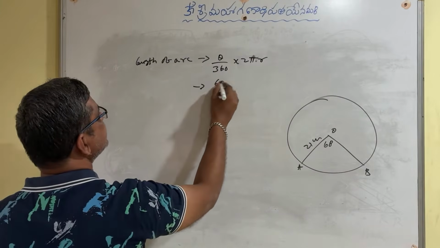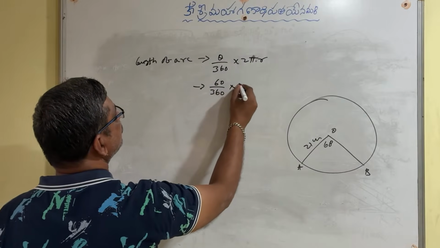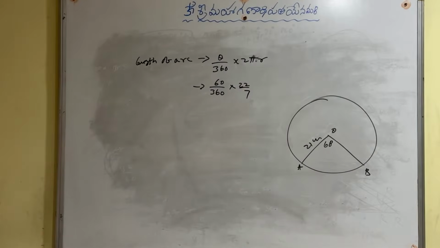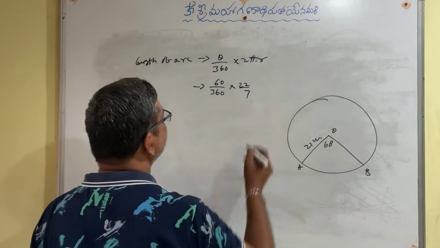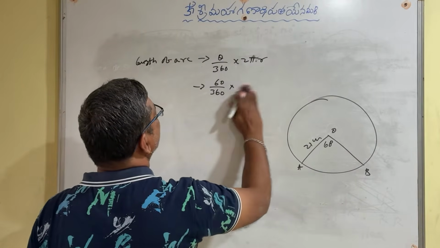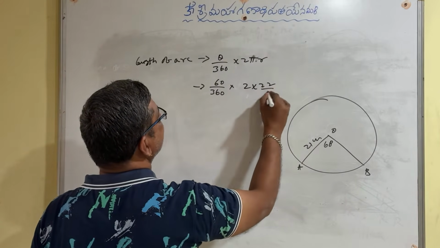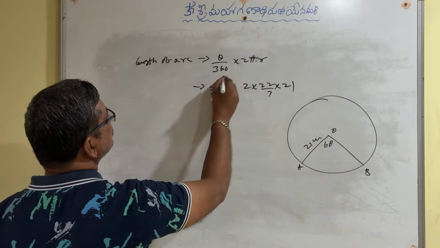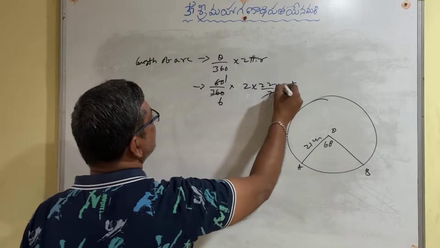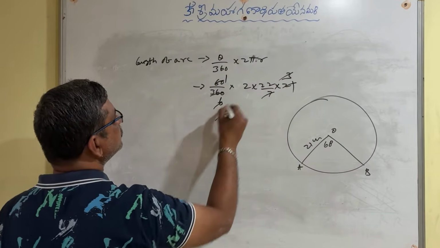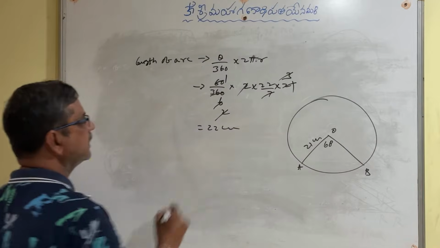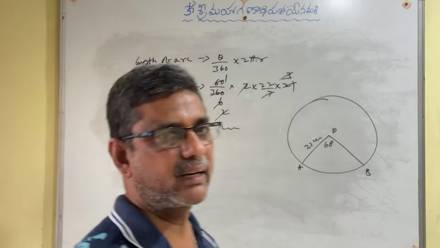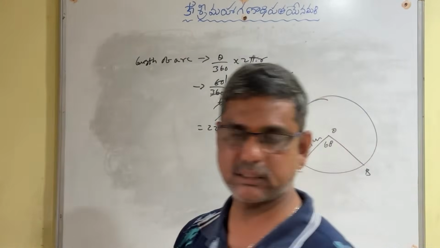So theta 60 by 360 into 22 by 7. The radius is given, but pi was not specified, so we have to take 22 by 7. 2 into 22 by 7 into 21. Radius 21. So 6 times 7 threes, 3 twos, 2 cancel. So the length of the arc is 22 centimeters.